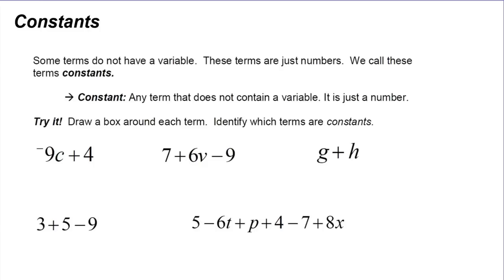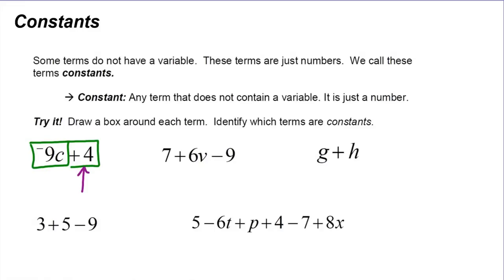Negative 9c plus 4 has 2 terms, negative 9c and plus 4. The first term contains a variable, so that is not a constant, but the second term does not have a variable, so that is a constant. The 4 is the constant in this expression.